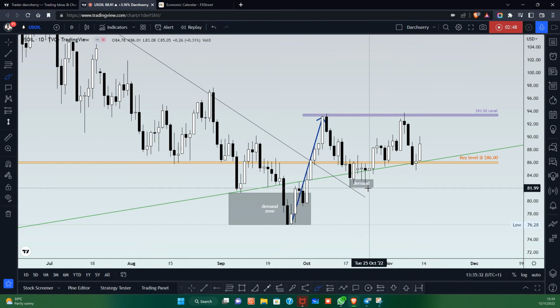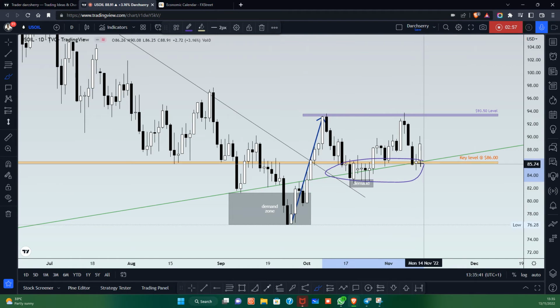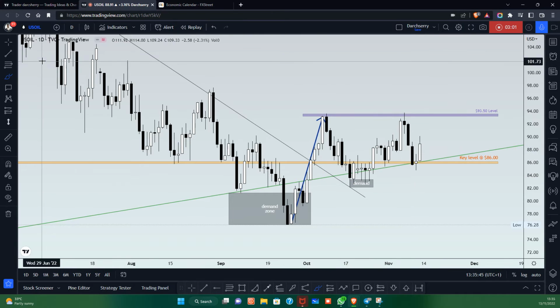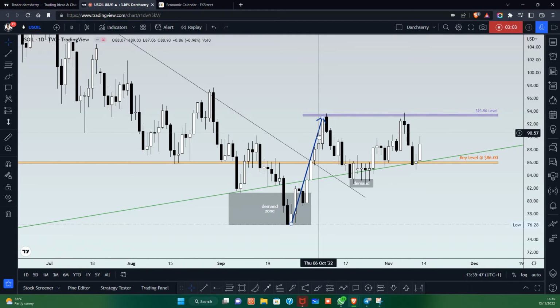So right now it appears we are caught within a very strong consolidation phase. That is an area between the $93.50 area and the $86 area, which has been serving as a support level for price action. So now that we are going into the new week, what is going to be our expectation?